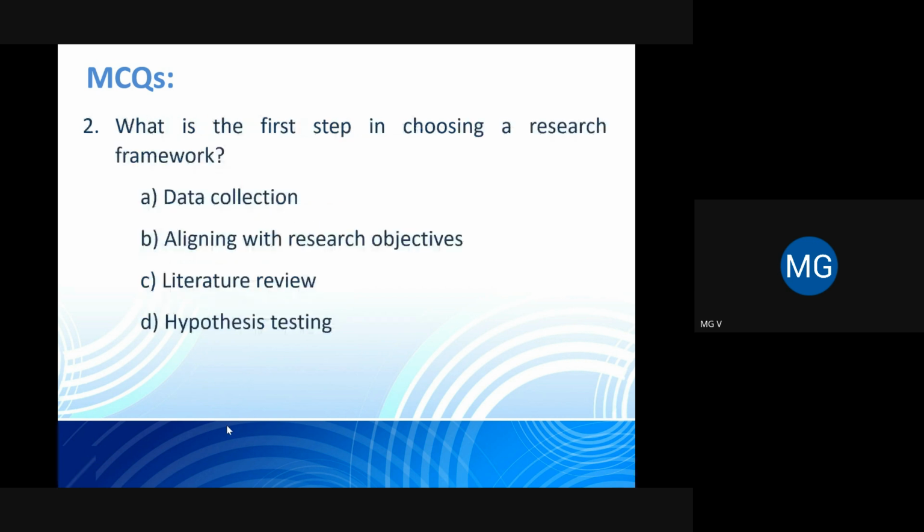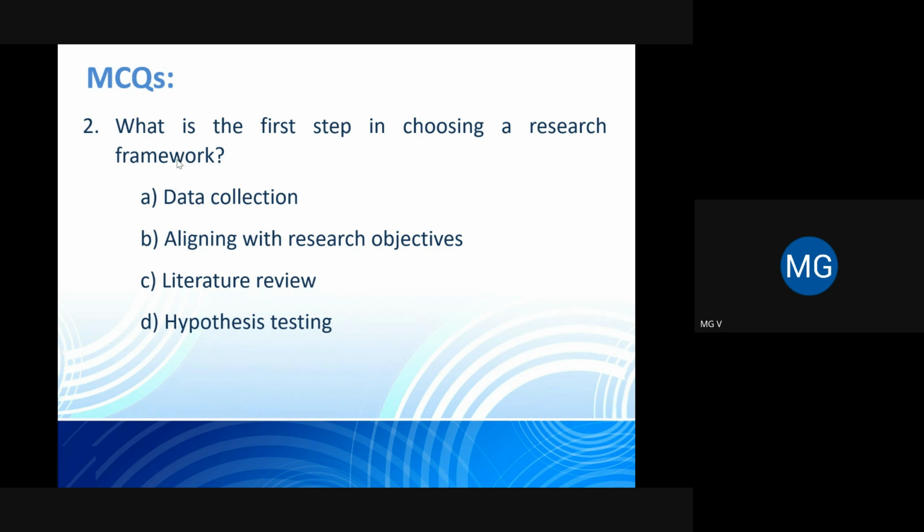What is the first step in choosing a research framework? Data collection, aligning with research objectives, literature review, or hypothesis testing? I think it should be C. B. Two for B. Others? C. See, first step in choosing a research framework. The research framework should align with what? Research objective. Yes, it is B, aligning with research objectives.